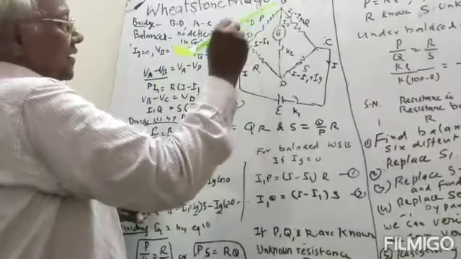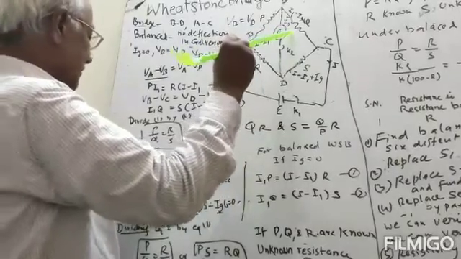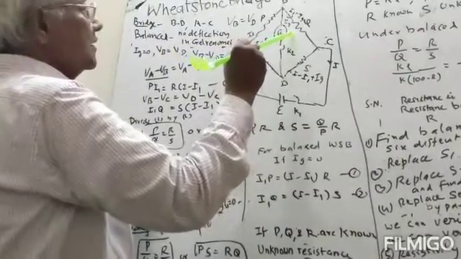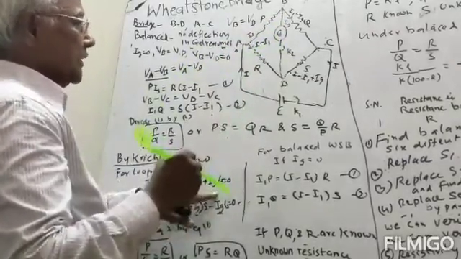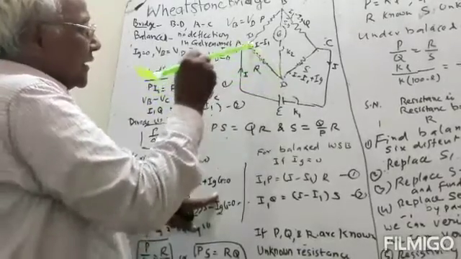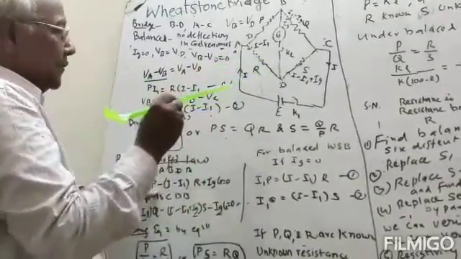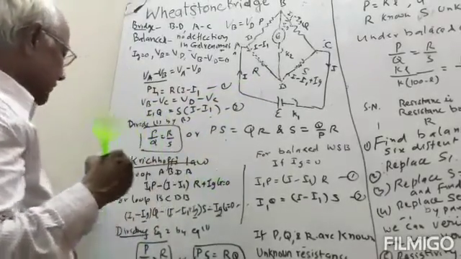here in this direction there will be Ig into G, G is the galvanometer, the Ig into G, and here the direction of current is this side and we are going this side, so it will be minus I minus I1 into Q. This is equation number 1.